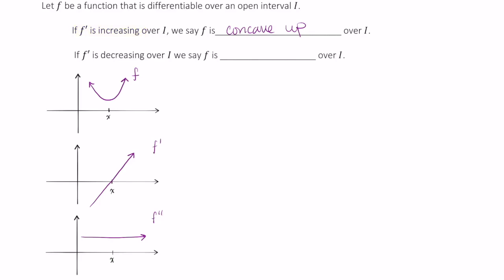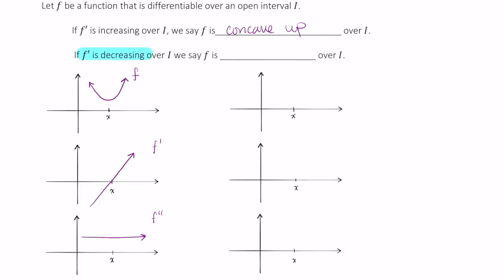So next, let's explore the case where f prime is decreasing. So in that case, I know my first derivative is decreasing. So I'm going to start with a picture of my first derivative. When f prime was increasing, it looked like it was going uphill. If f prime is decreasing, then we know it'll be going downhill. So we can sketch f prime like this. What does this tell us about our original function?